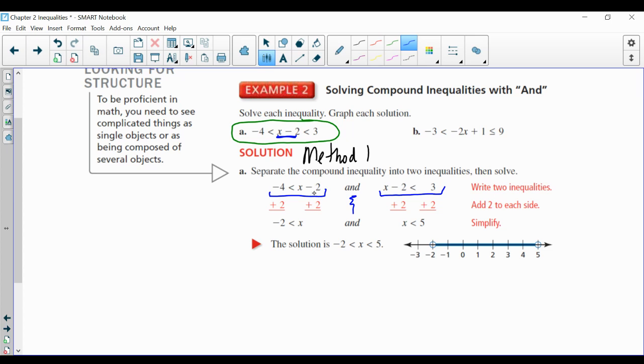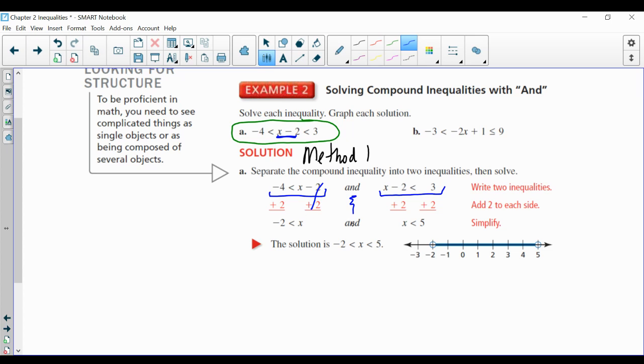For my first one, to solve it, I added the 2 to each side because I need to get that variable by itself. Once I added the 2 to each side, this simplified down to 0, so I have x is greater than -2. For my second inequality, again I add the 2 to the other side because I need to get the variable by itself. When I add the 2, I come up with x is less than 5.